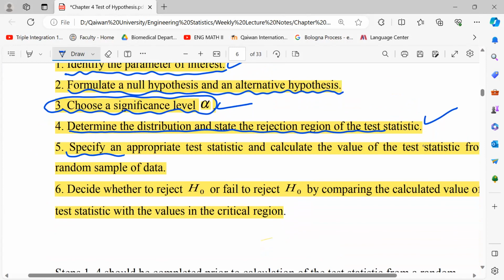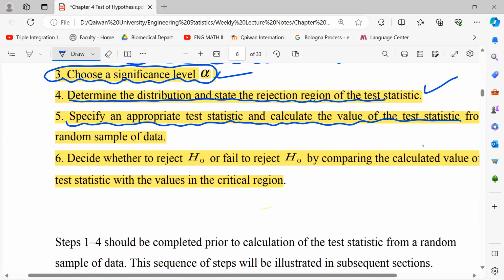Then specify an appropriate test statistic. Here, for some topics we use t-test, for some of them we use z distribution, okay, and for some of them we use chi-squared. And then finally, we decide whether to reject H naught or fail to reject H naught, which means we cannot reject H naught.